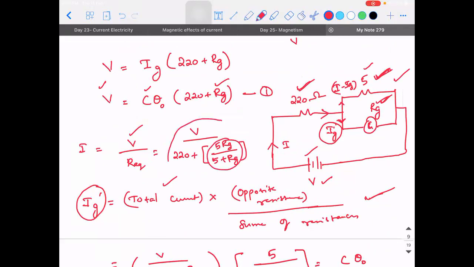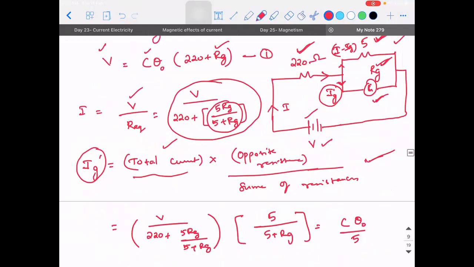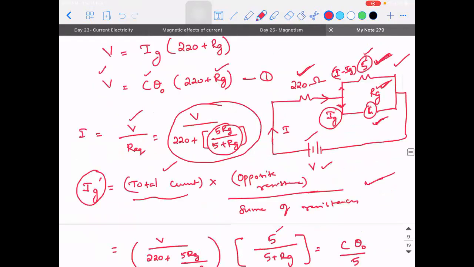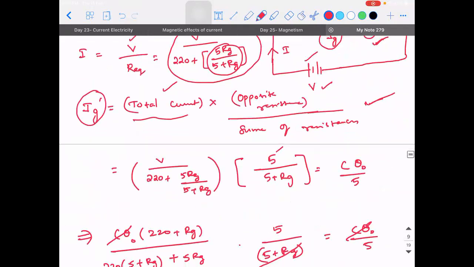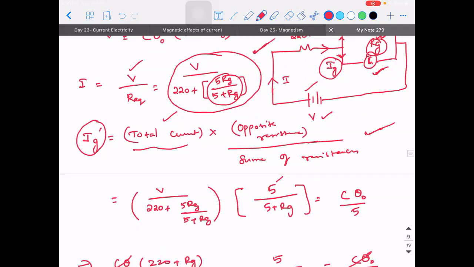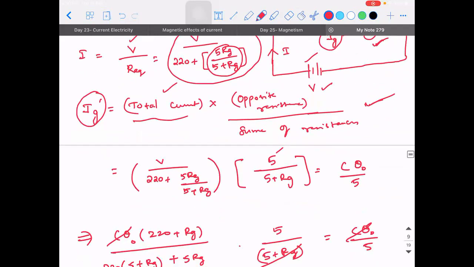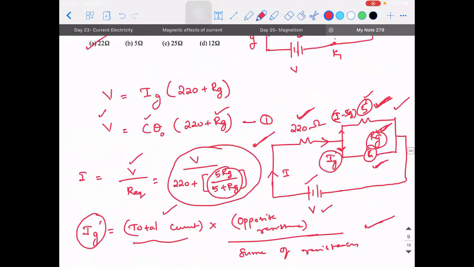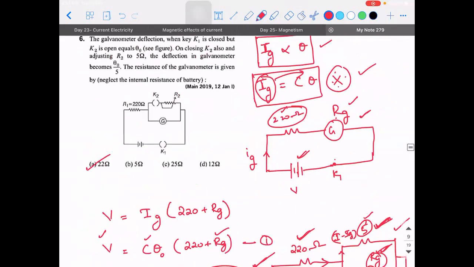So once I got the total current, Ig is acting like the 3 ohm resistor which I told you now. That is total current multiplied with opposite resistor, that is 5 divided by sum of the resistors, 5 plus Rg. And the total current is obtained here, V divided by 200 plus 5 plus Rg. This whole thing is nothing but the new deflection current, that is C into theta naught by phi. Using this logic. Did you understand?